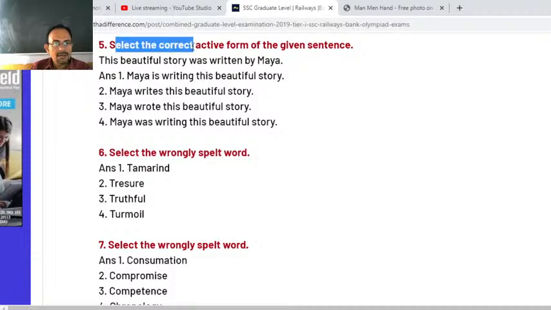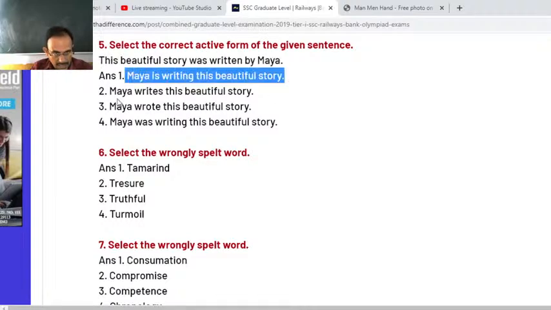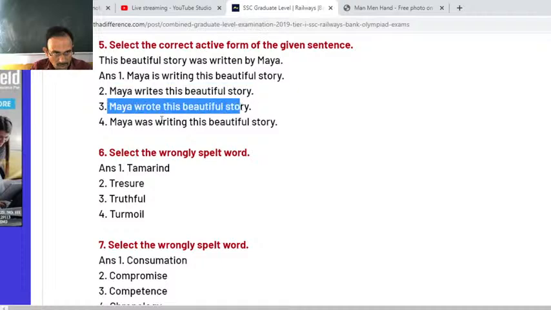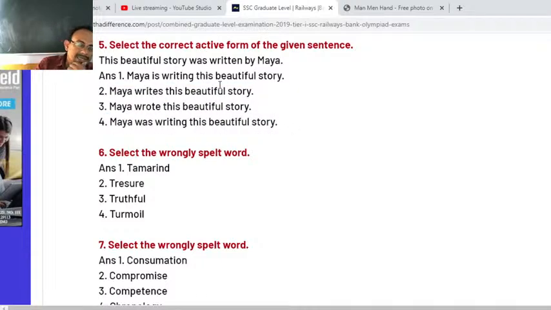Select the correct active form of the given sentence. This beautiful story was written by Maya. So what should be the answer for this? Maya is writing, Maya writes, Maya wrote, or Maya was writing this beautiful story. Which one do you think is the correct answer?